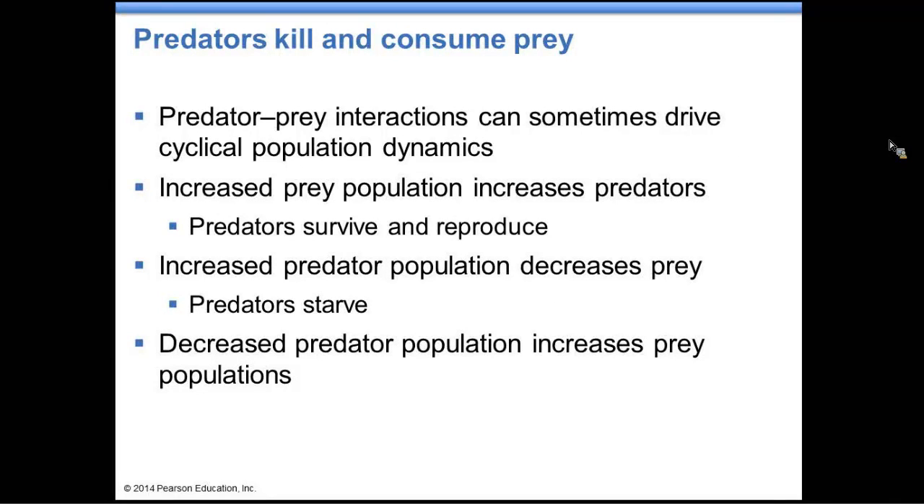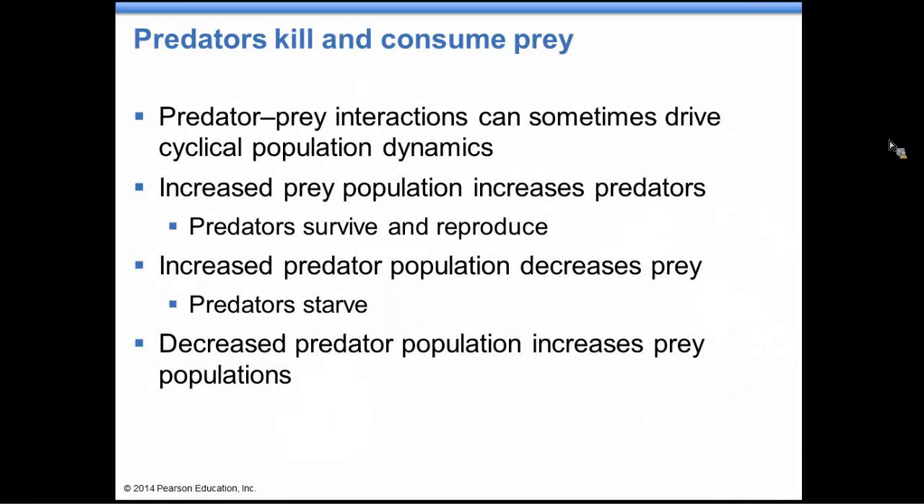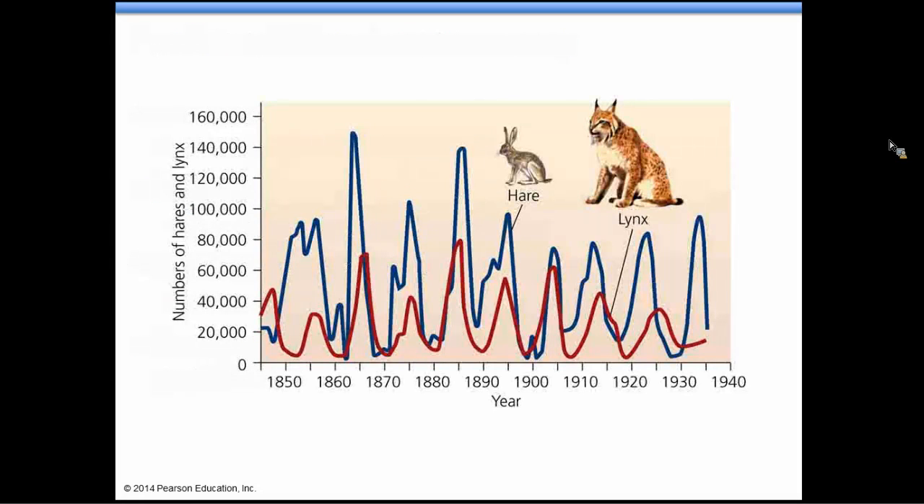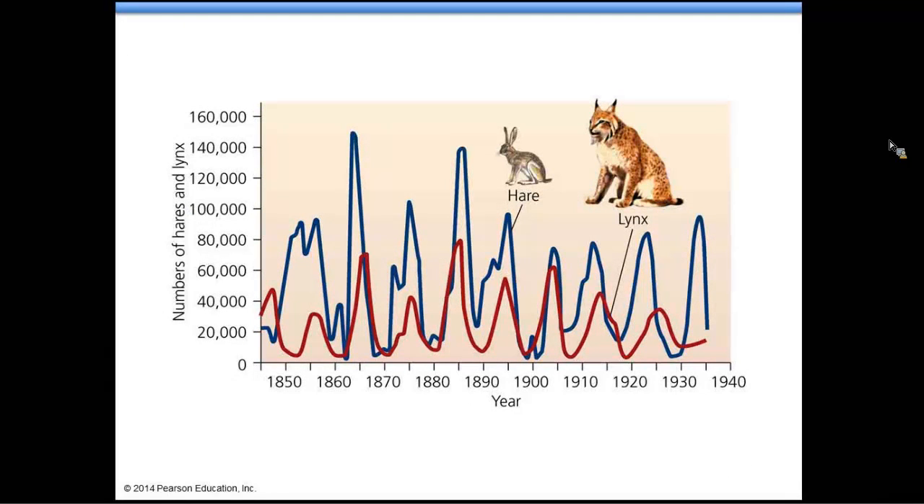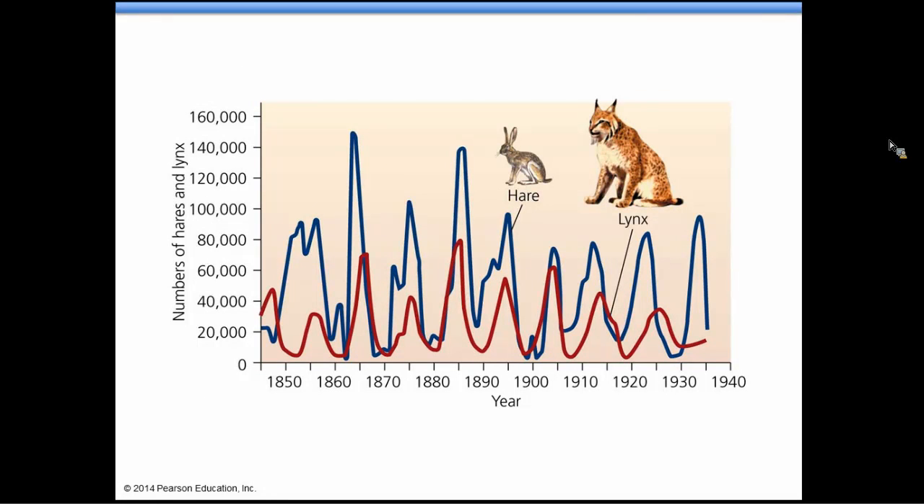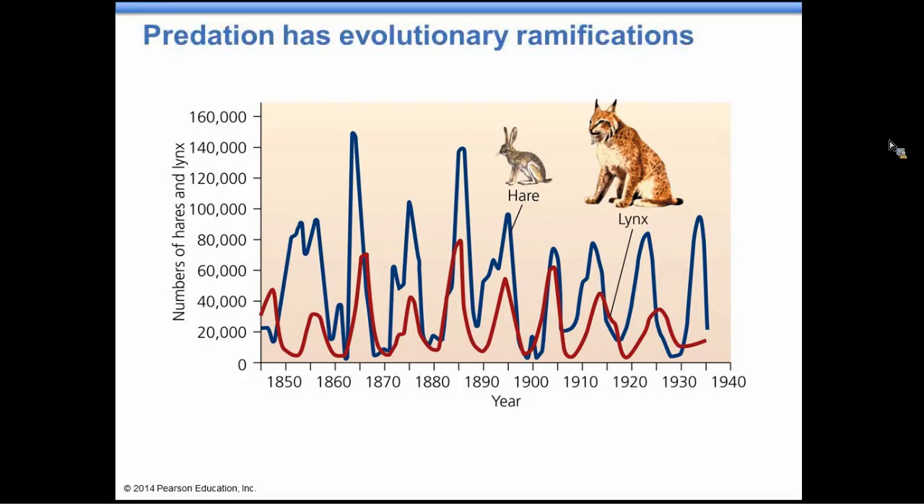So predator and prey interactions drive cyclical population dynamics. Basically, if prey increase when there are few predators, over time there will be a large amount of predators, which will cause the prey to decrease, and it's just a cycle that way. And here we have an example. As you see, the hare are the blue, and when the hare are very large in the beginning, the lynx population is actually in a trough. Then when the lynx increases, shortly thereafter the hare population decreases, the lynx decreases, and so on and so forth.